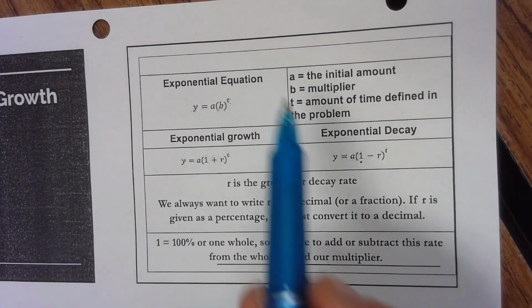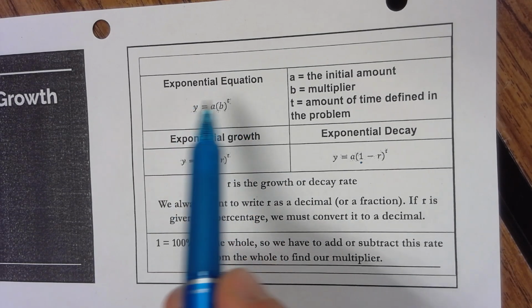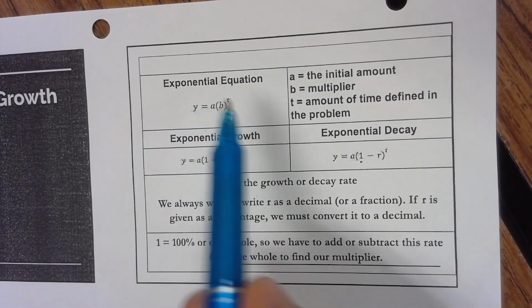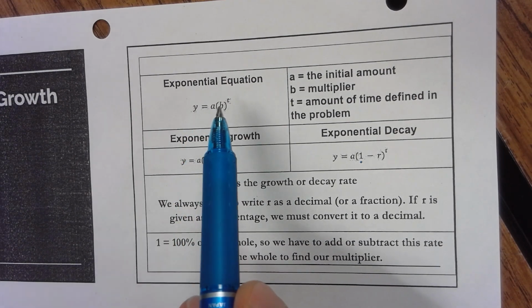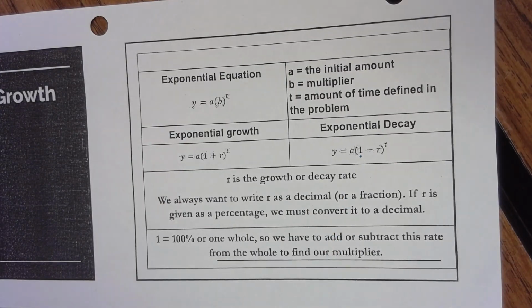All right, so we're going to build equations in all three forms here. Again, know that this is the equation for everything. Just sometimes the value of b gets split up to be 1 plus r or 1 minus r.